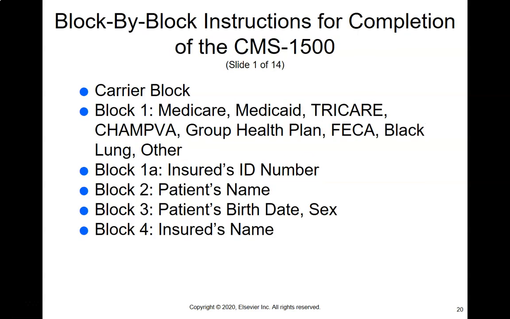Block by block instructions for completion of the CMS 1500. Now, you can see the textbook for examples of how to fill these blocks out step by step. But for the carrier block, it's Block 1. It's through Medicare, Medicaid, TRICARE, CHAMPVA, Group Health Plan, FECA, Black Lung, or other. You put an X in one of those. Block 1A is the insured's ID number. Block 2 is the patient's name. Block 3 is the patient's birth date and sex. And Block 4 is the insured's name.